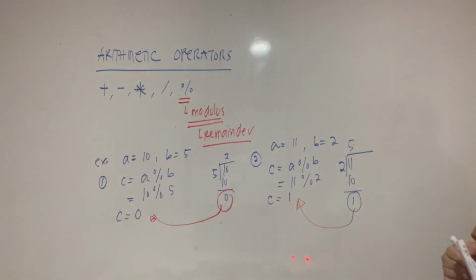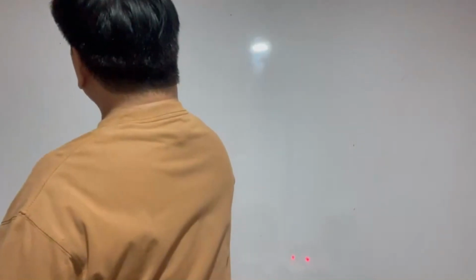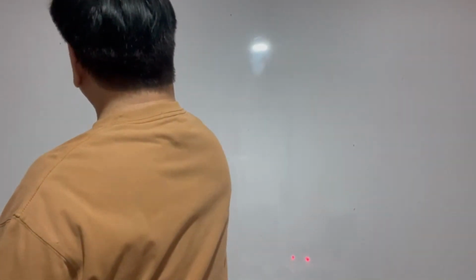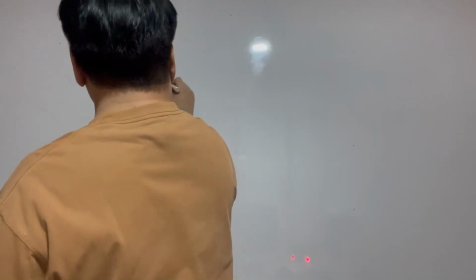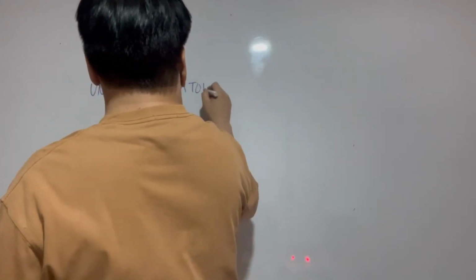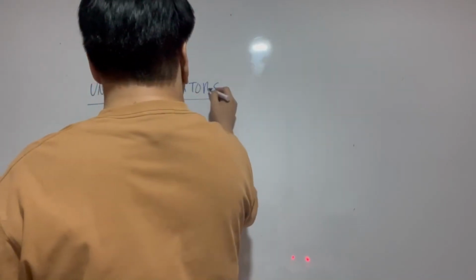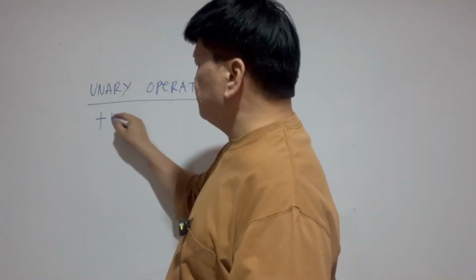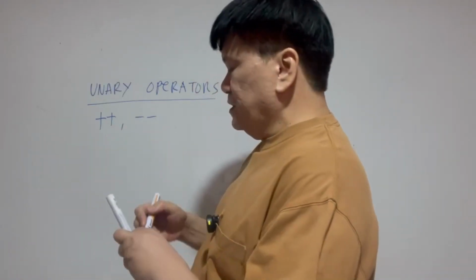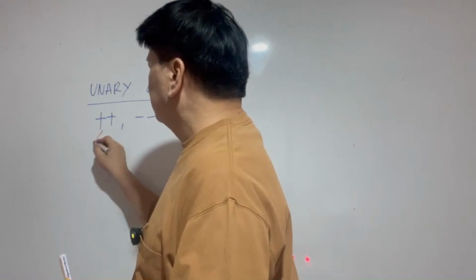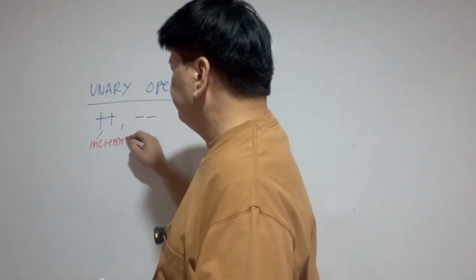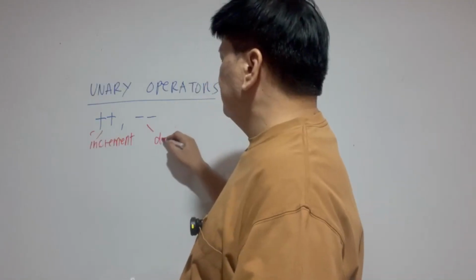That is arithmetic operators. The next one is the unary operators. Unary operators perform operations on a single variable or value. And what are these operators? We have plus plus and minus minus. We term this as increment and decrement.